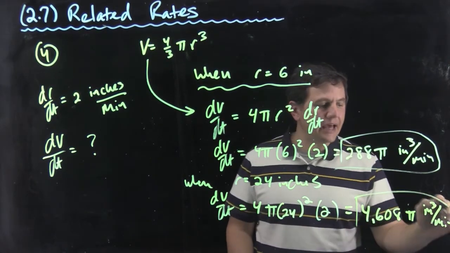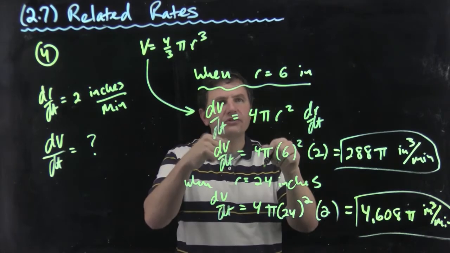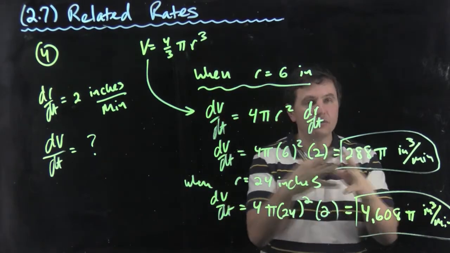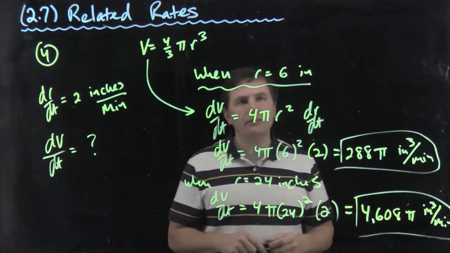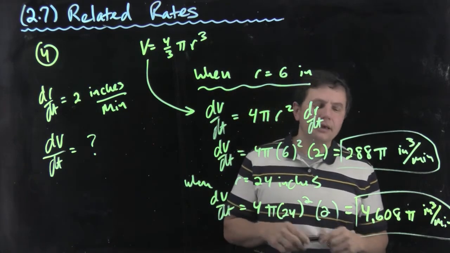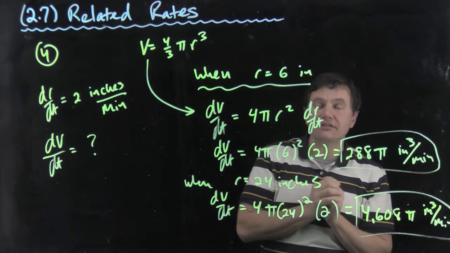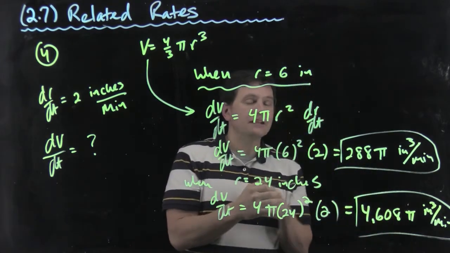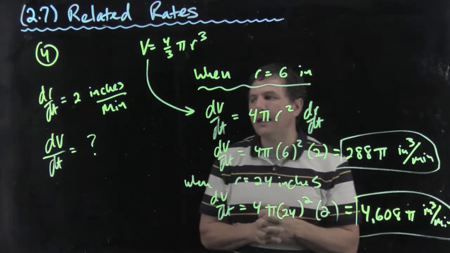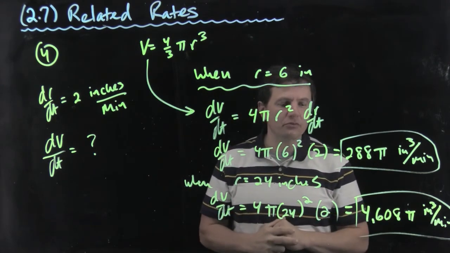So we can see that actually when we went from R equals 6 to R equals 24, our volume is increasing much faster. A lot of times in these systems, people will make the wrong assumption that if one rate of change is constant, they all will be constant. That does happen sometimes, but most of the time there is some variation when we see these problems.